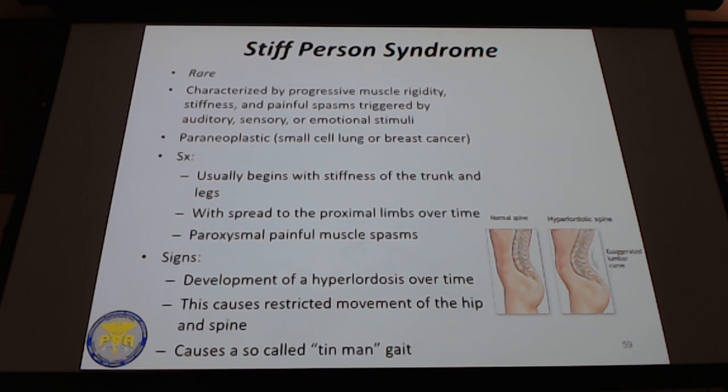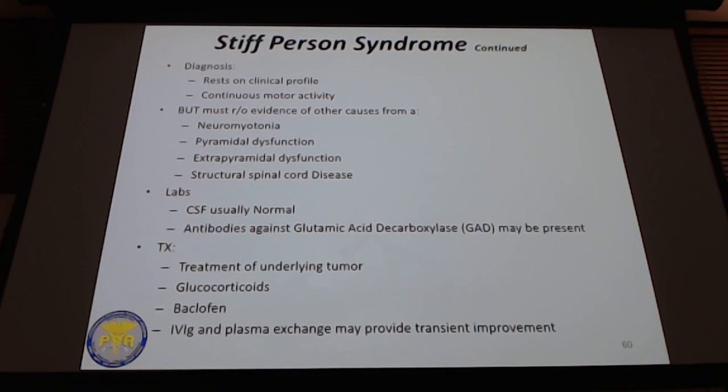So usually begins with stiffness of the trunk and legs, and then spreads to the limbs. You can get this hyperlordotic lumbar curvature. So again, I haven't seen it out there, but just keep it in your differential.